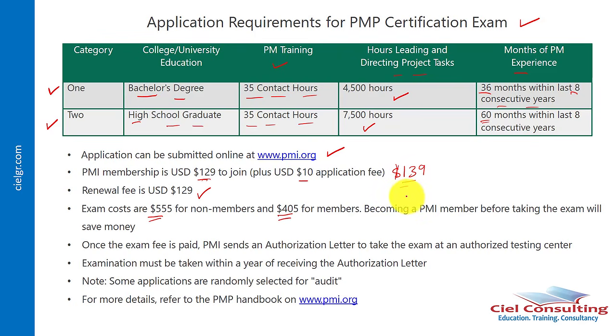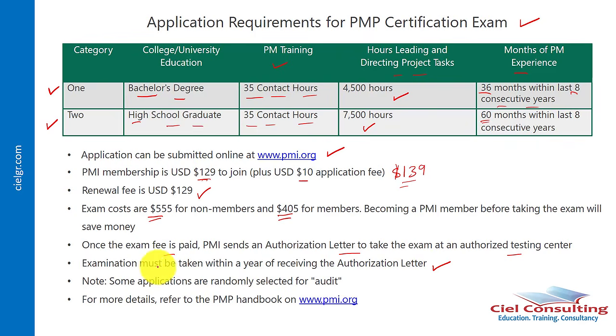There's also what we refer to as local chapter membership. The local chapter membership is usually optional in the course of filling out the application. So you can decide to either join the local chapter or not. Once you've paid the exam fee, PMI will send you an authorization letter to take the exam, either at an authorized testing center, or online like I mentioned earlier on. Now, don't forget that the examination must be written within a year of receiving the authorization letter.